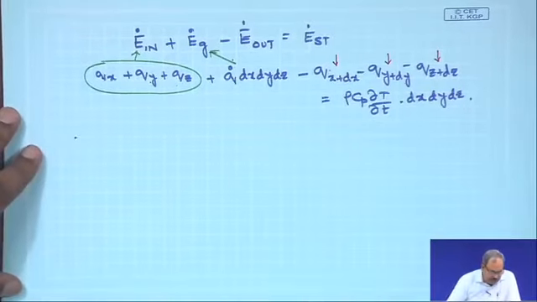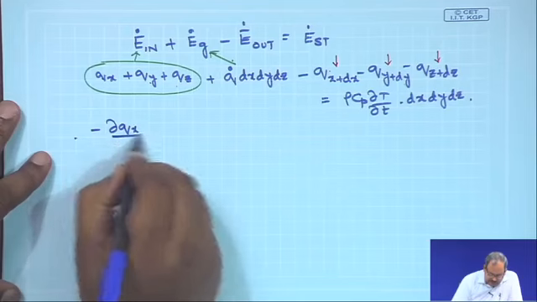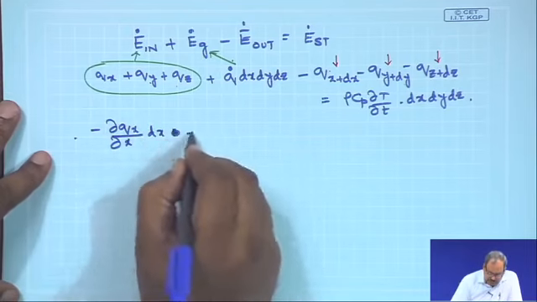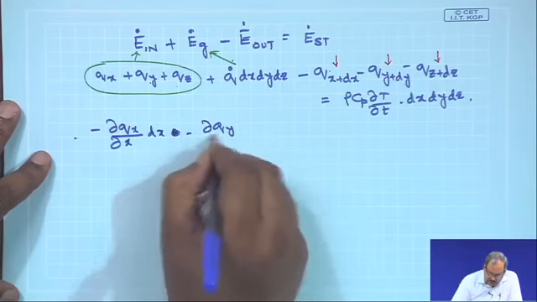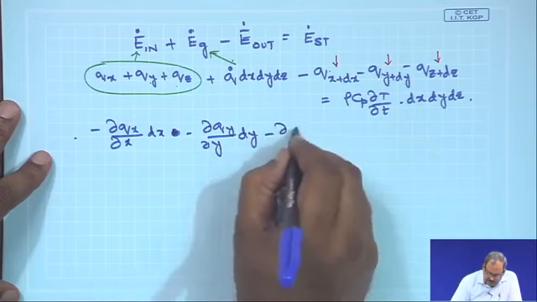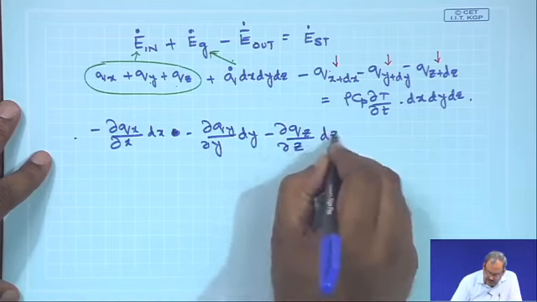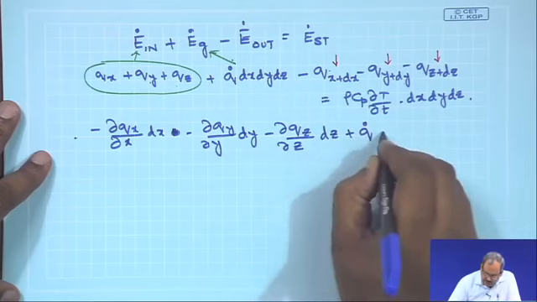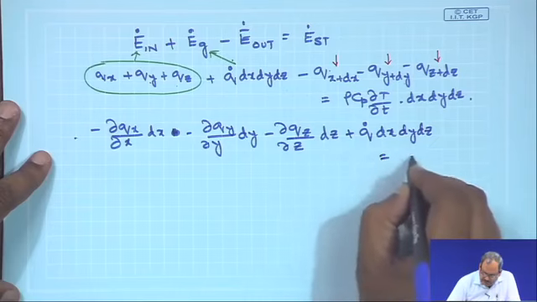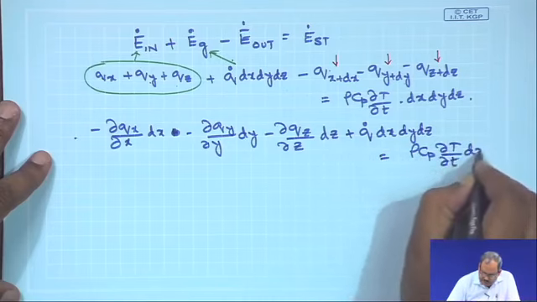So, once we do that simplification, that means once I plug in the expressions of these three and combine them, what I would get is the final equation as minus del qx by del x times dx, minus del qy by del y times dy, minus del qz by del z times dz, plus q dot dx dy dz is equal to rho Cp del T by del t times dx dy dz.